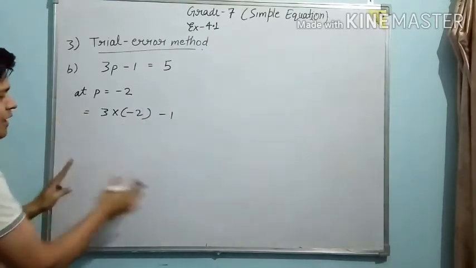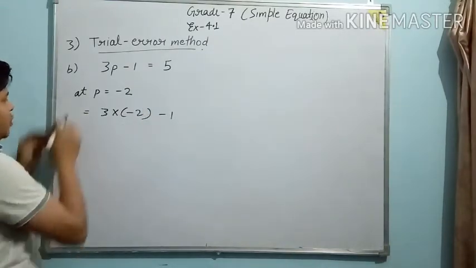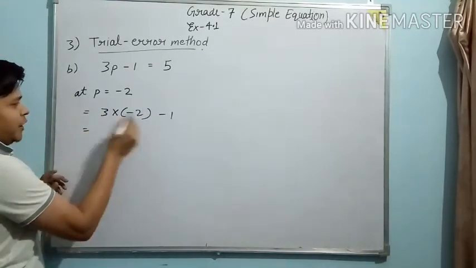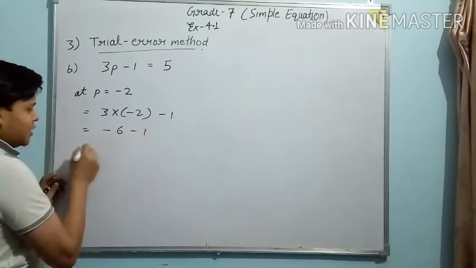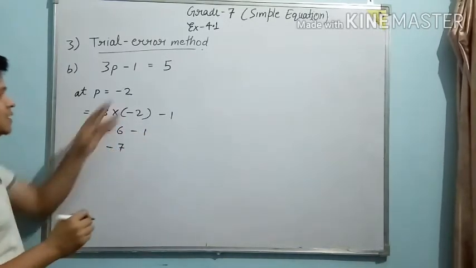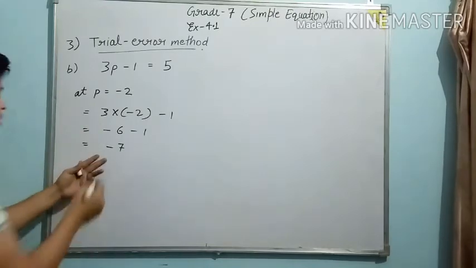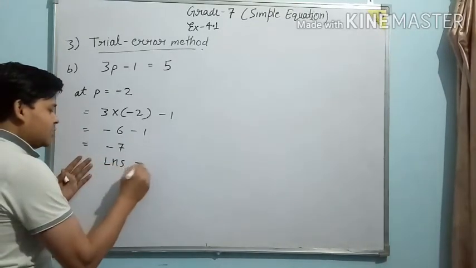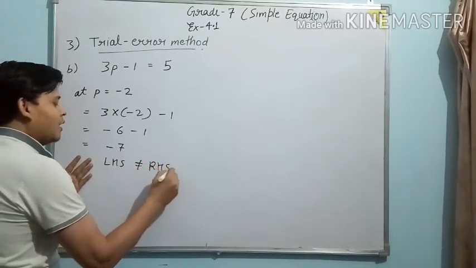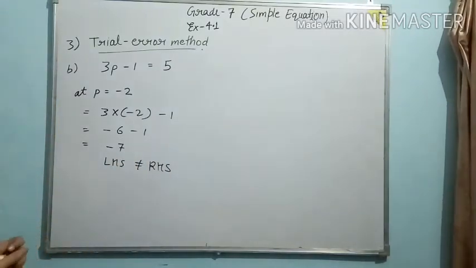So let's put 3 into minus 2 and minus 1. I am just solving the LHS part only, or you can write taking LHS. Now 3 times minus 2 will be minus 6, and minus 6 minus 1 will become minus 7. So as we all know, LHS is not equal to RHS.